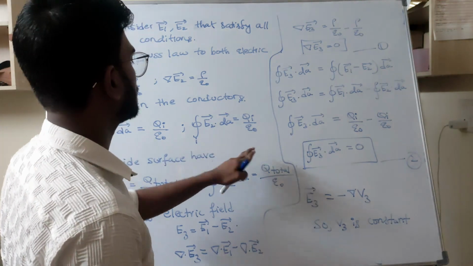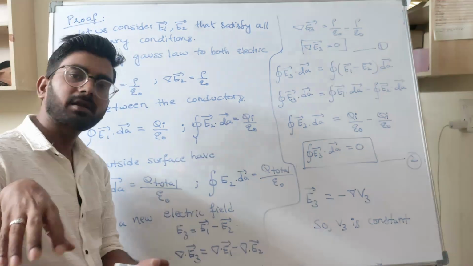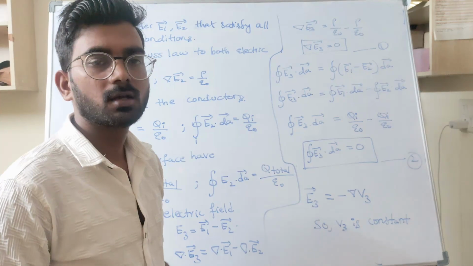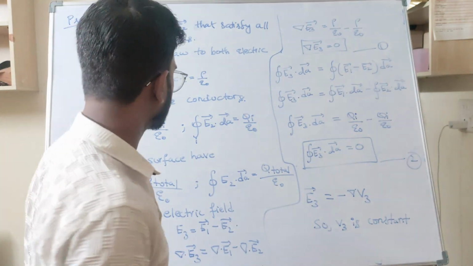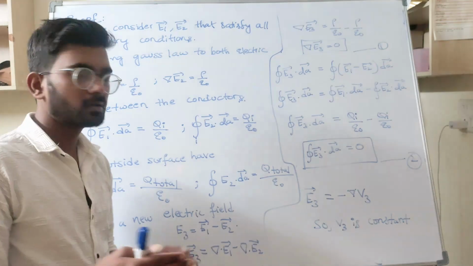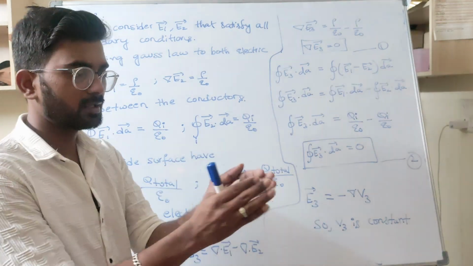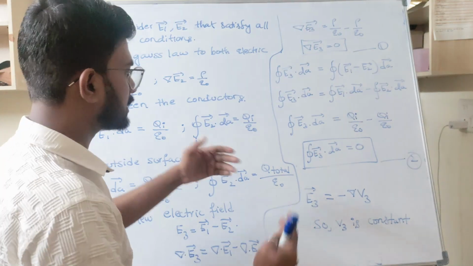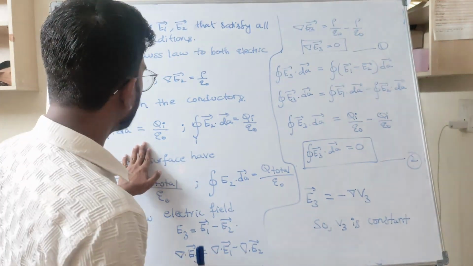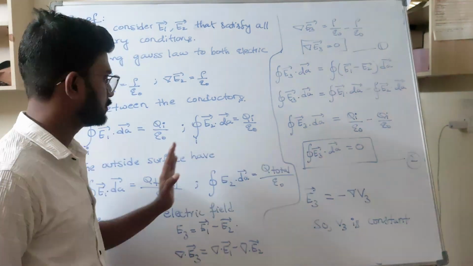Here it is Qi by epsilon because we didn't specify a particular conductor. Many conductors are there; in a particular boundary region there are n conductors. So for n conductors, I take Q1 or Q50 or Q100, whatever it may be. The index i is some number. So Qi by epsilon.